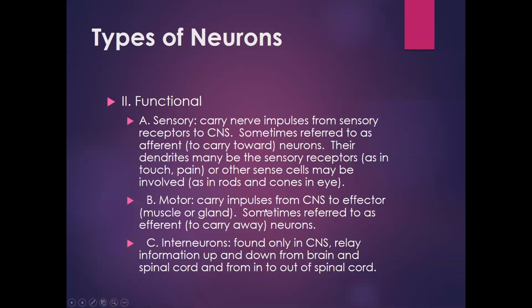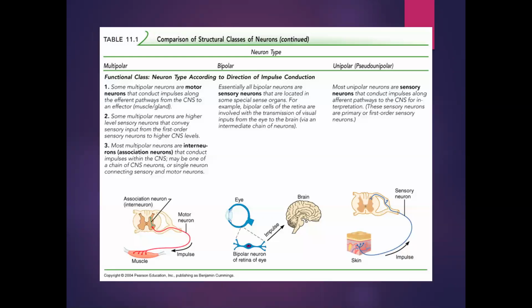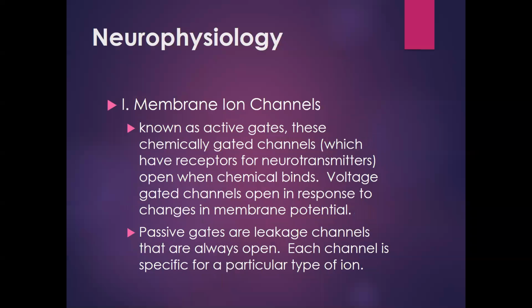Motor neurons carry impulses from the CNS to the effector, so they can be called efferent neurons because they carry the signal away from the CNS. And then interneurons, only found in the CNS, relay information up and down from the brain and spinal cord and into and out of the spinal cord. So sensory coming in, and then we relay to motor going out of the spinal cord. So they're always going to be in that integration in the central nervous system. We don't have interneurons anywhere else but in the CNS. And I think that's it. Okay, we came to here.